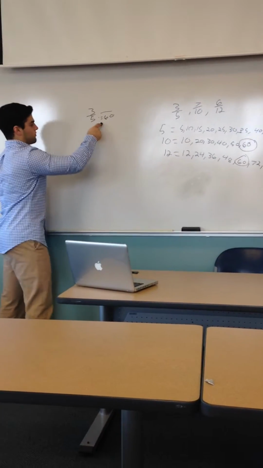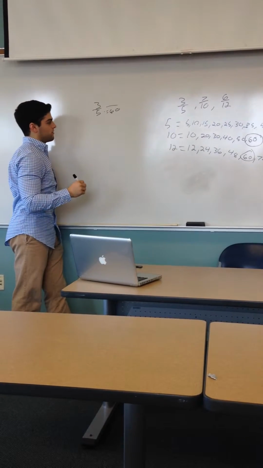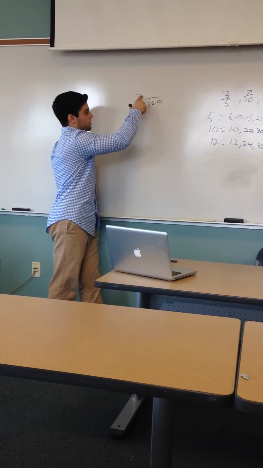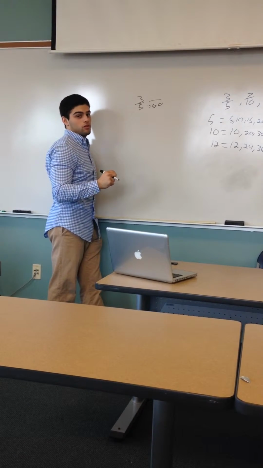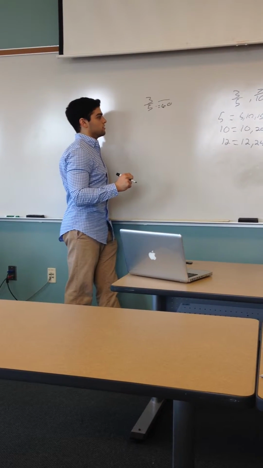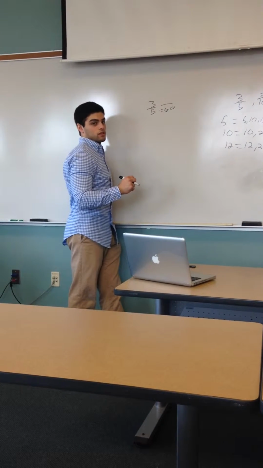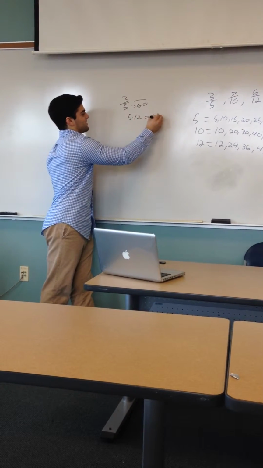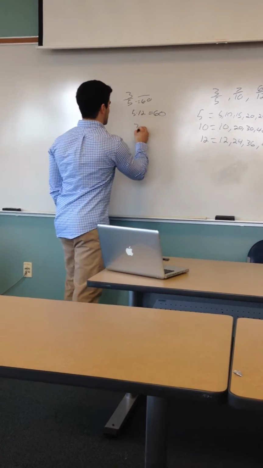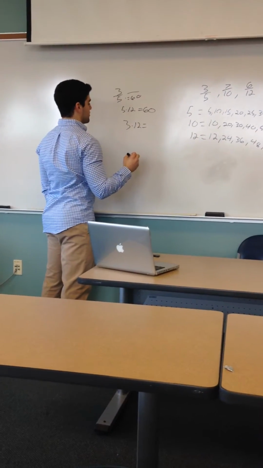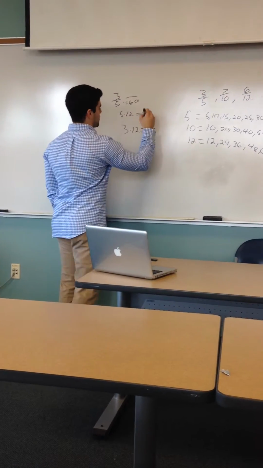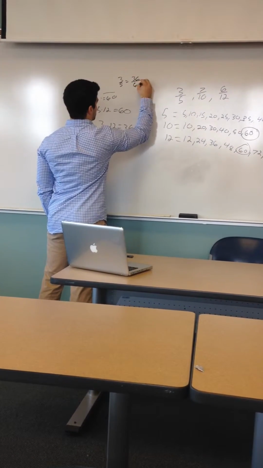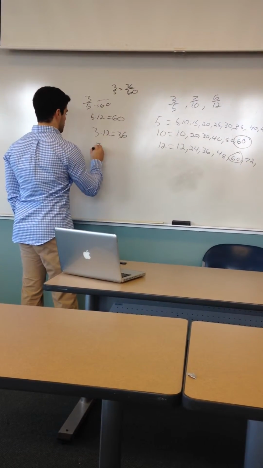So what we have to do is find what 60 divided by 5 is, so that whatever that answer equals, we multiply 3 by it. So what times 5 is 60? 12. Okay, good job. So then you do 3 times 12, which is 36, and then 3/5 equals 36 over 60.